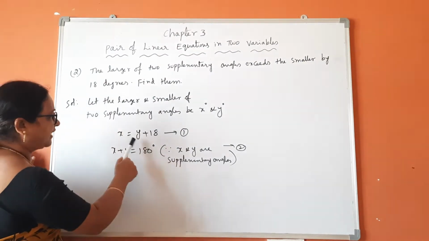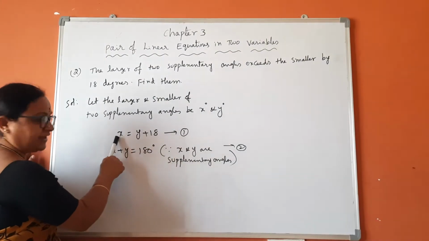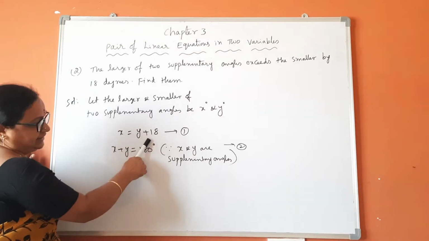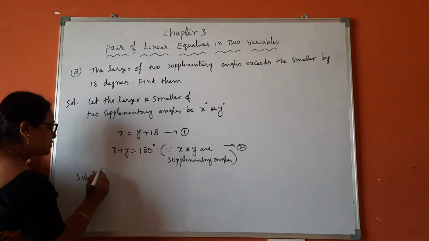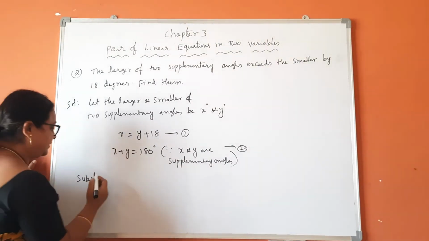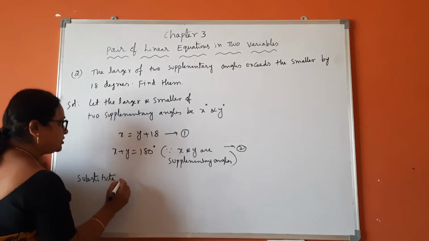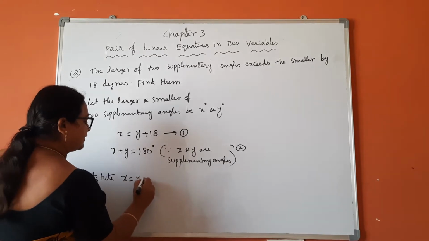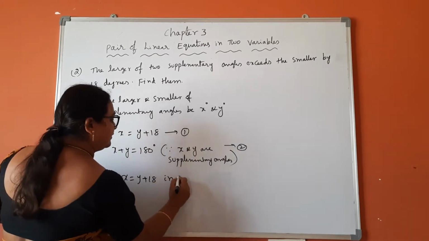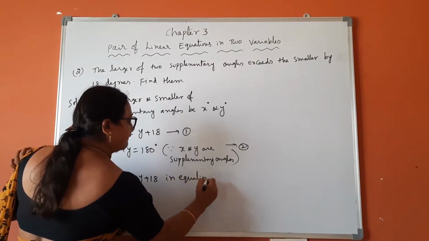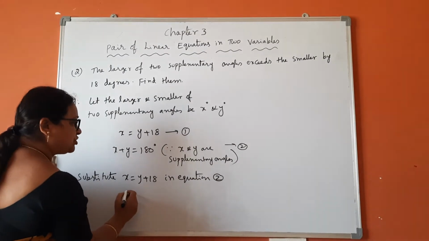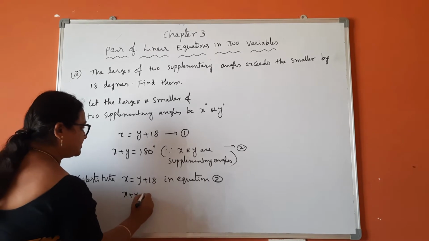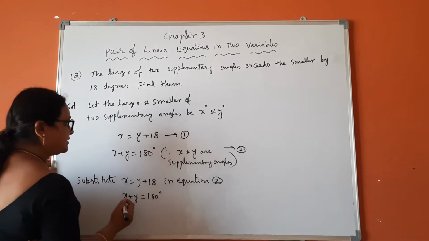So from 1 we are getting the value of x in terms of y. So here also we use the substitution method. Substitute x is equal to y plus 18 in equation 2. What is equation 2? x plus y is equal to 180 degrees.